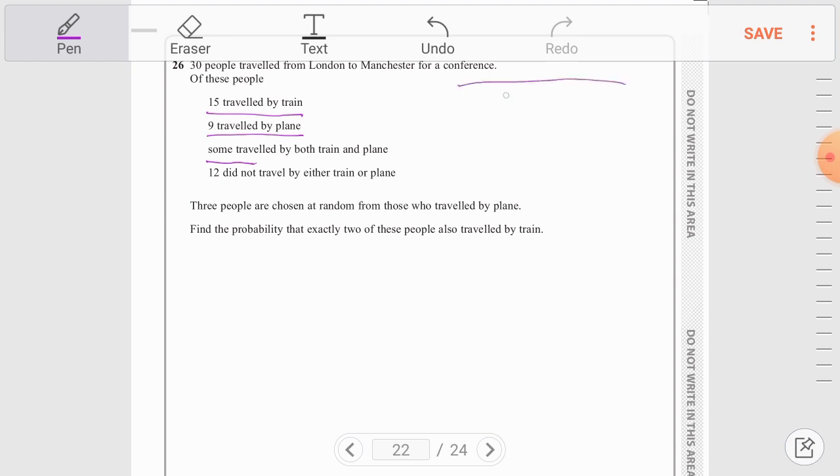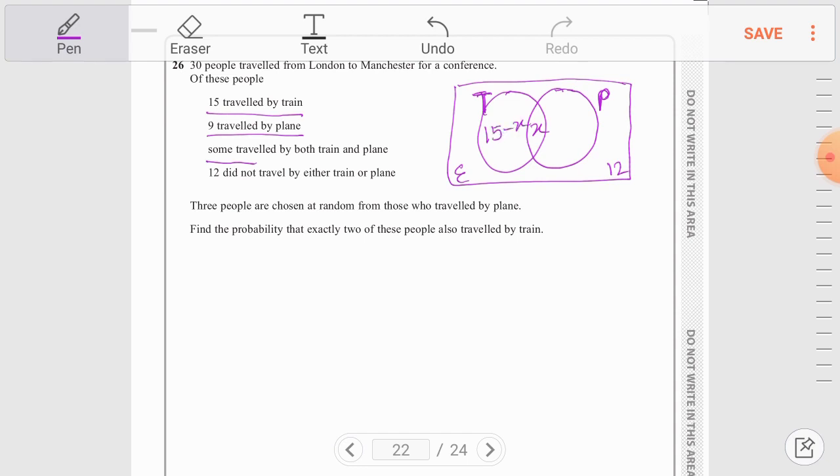So the Venn diagram would look like one circle representing the people traveling by train and the other by plane. Let this be train and this be plane, and this square indicating the universal set. As 12 people travelled by neither train nor plane, they would be inside this universal set. And we can take the number of people that travelled by both train and plane as X. So the passengers traveling by train would be 15 minus X, and the passengers traveling by plane would be 9 minus X.